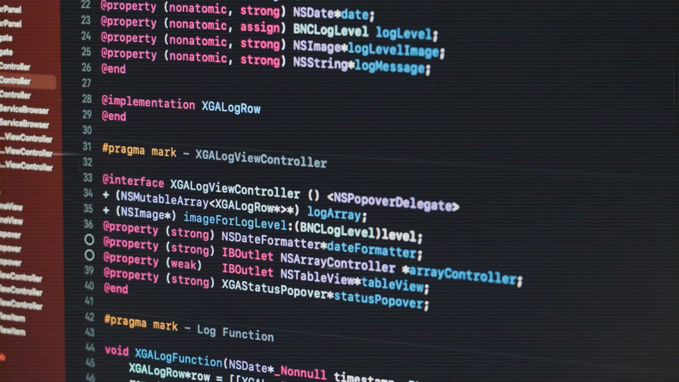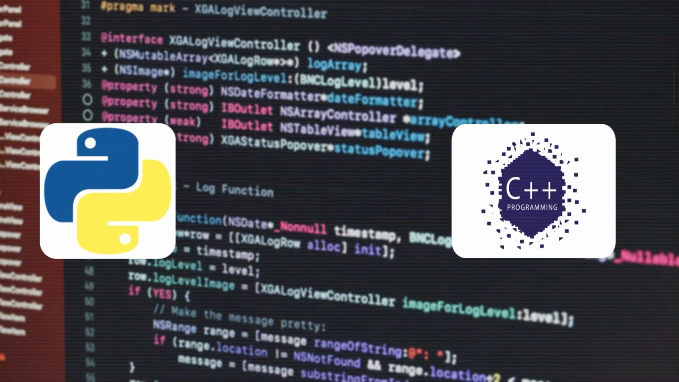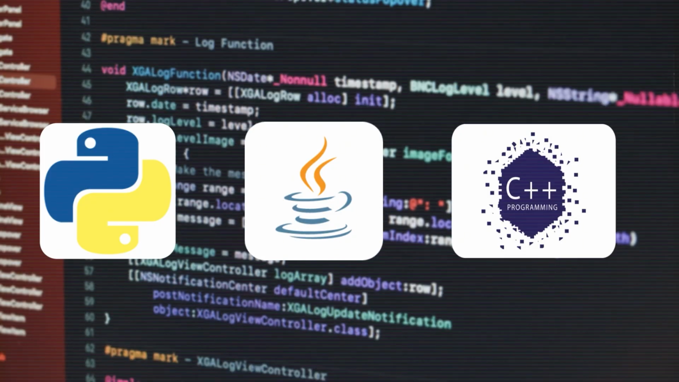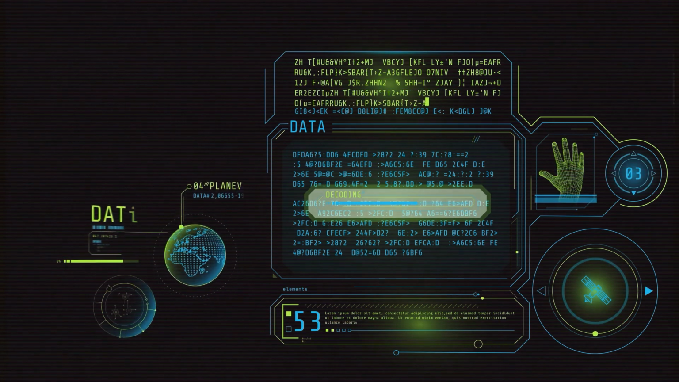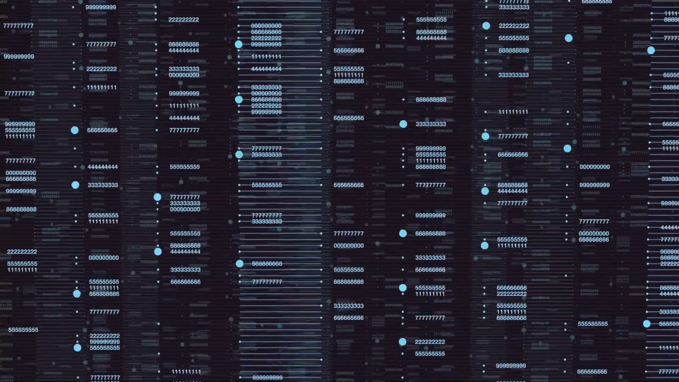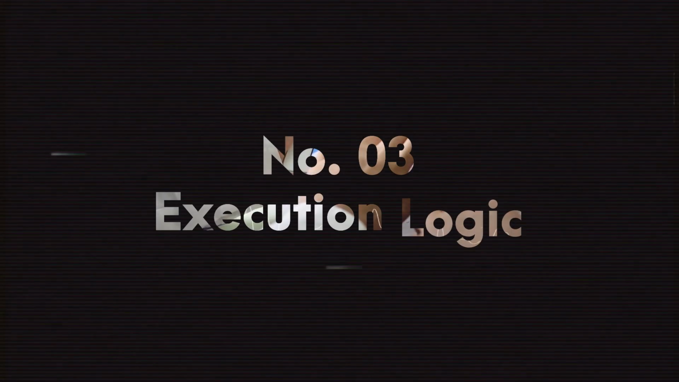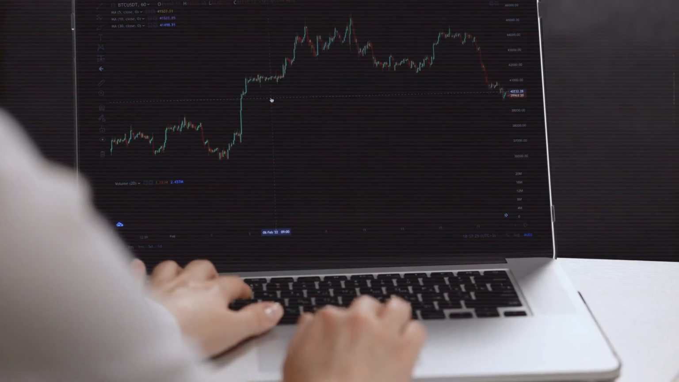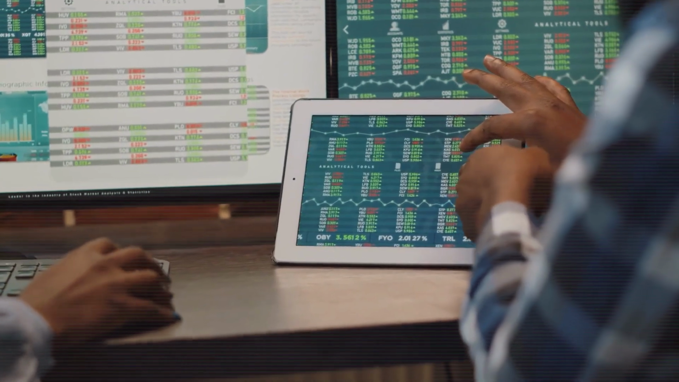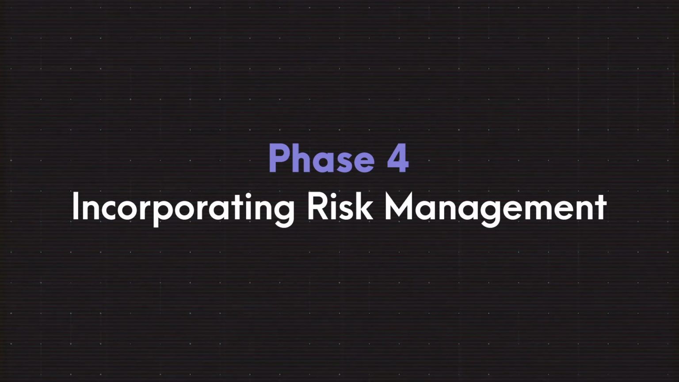1. Programming language. Popular languages for algorithmic trading include Python, C++, and Java, each with strengths. Python is favored for its ease of use and vast libraries for data handling. 2. Data handling. The algorithm needs to manage data efficiently, integrating real-time data feeds and processing information rapidly. 3. Execution logic. The code should include logic for trade execution, ensuring fast and accurate order placement while accounting for slippage.